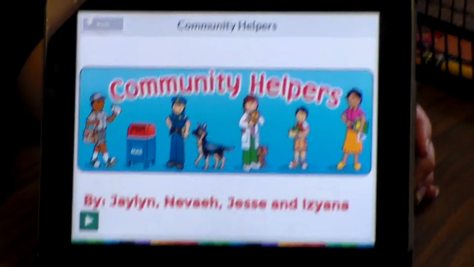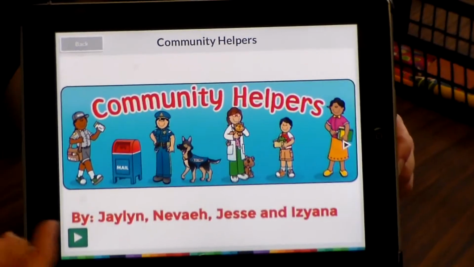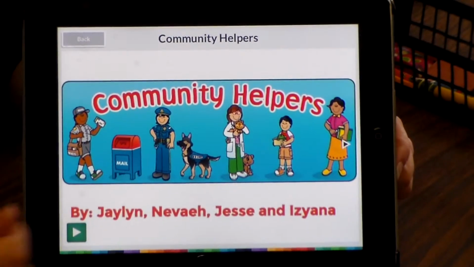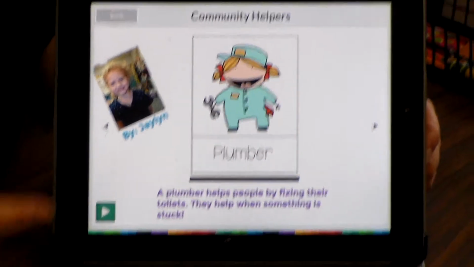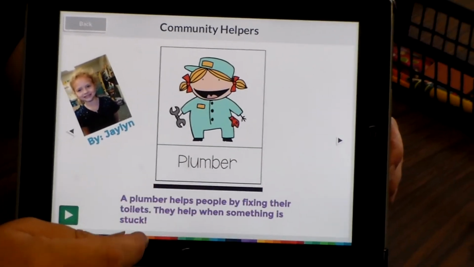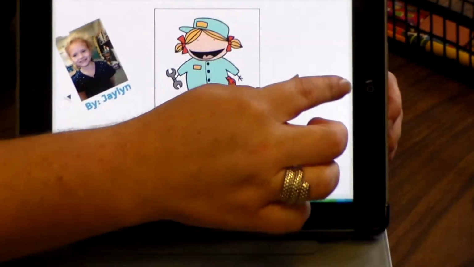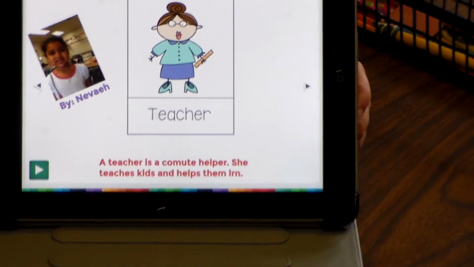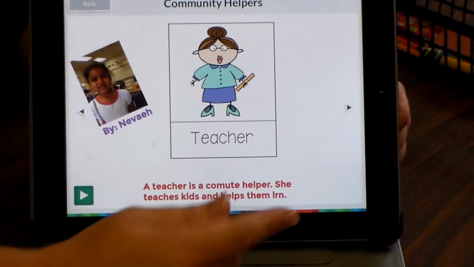Some of you did your own page. And what was it about? Community helpers. And this has all of your names because you are all the authors and the illustrators. All right, Jalen, you wrote about a plumber, and you typed, a plumber helps people by fixing their toilets. They help when something is stuck. Good job, Jalen. Nevaeh, you typed, a teacher is a community helper. She teaches kids and helps them learn.